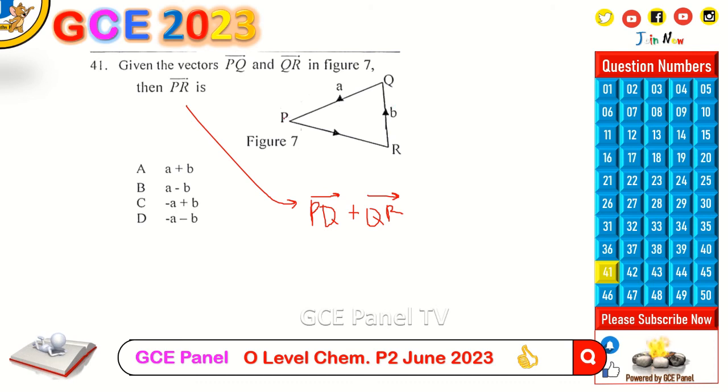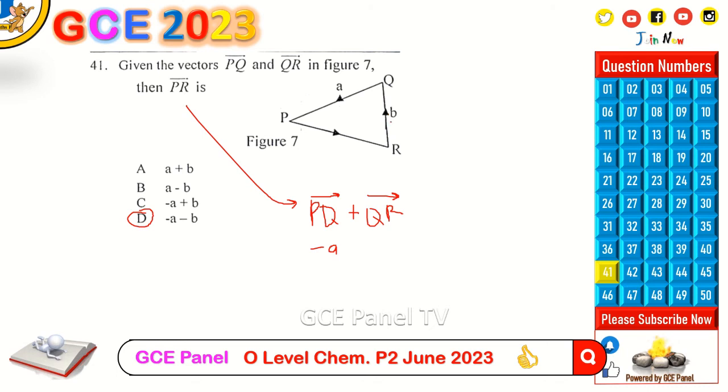To move from P to R, you cannot move directly, so you have to move in this direction. It's -A minus B. To move from P to R, because this arrow is pointing this way, you are moving the opposite direction of the arrow. So it's -A minus B. So our key here is D. And from here, can you start? PQ is -A.